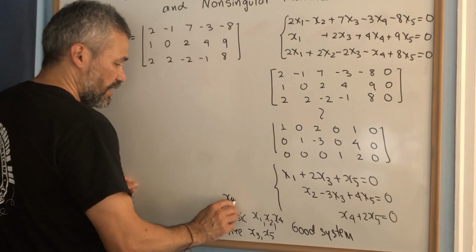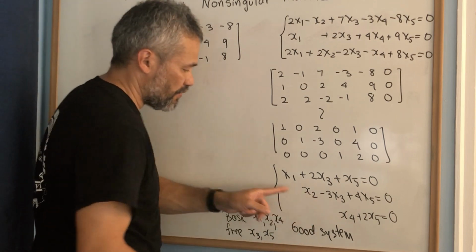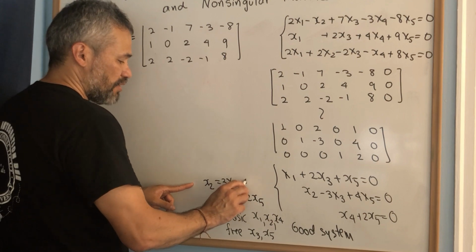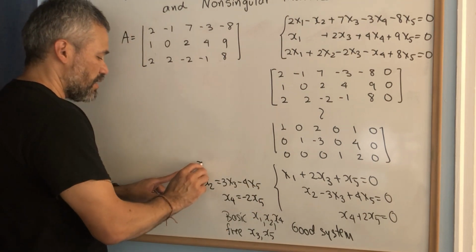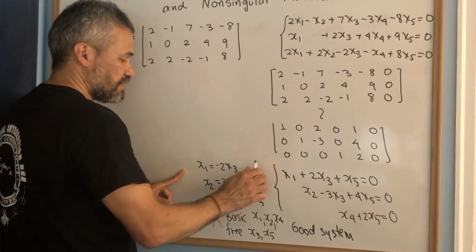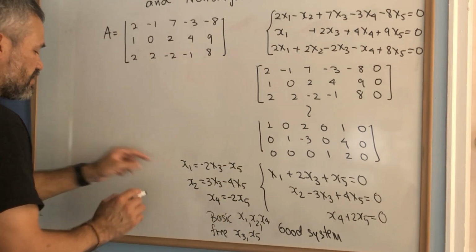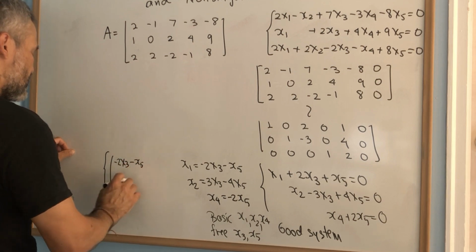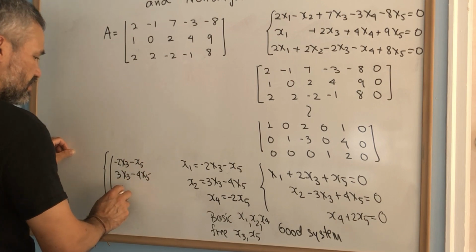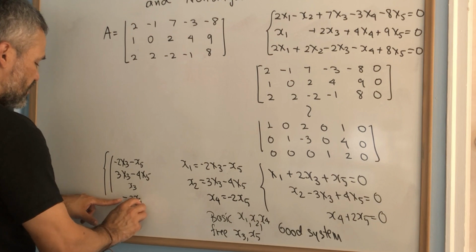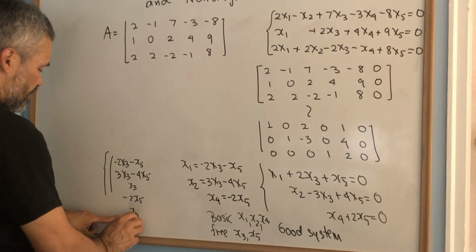Then we have that x4 is -2x5 from here. X2 is 3x3 minus 4x5, and x1 is negative 2x3 minus x5. This means that the solution set can be written as negative 2x3 minus x5, 3x3 minus 4x5, and x3 is a free variable, then I write here x3. x4 is negative 2x5, and x5 is a free variable, then I write x5 here.